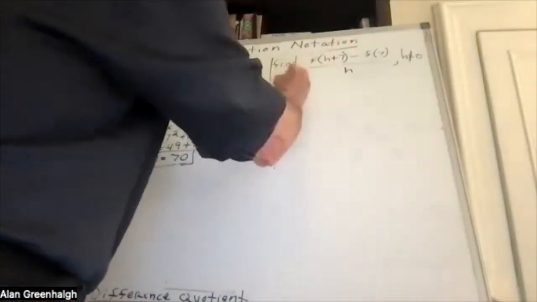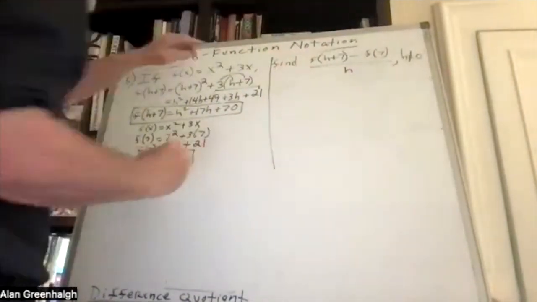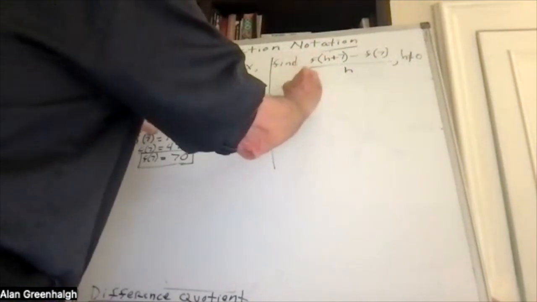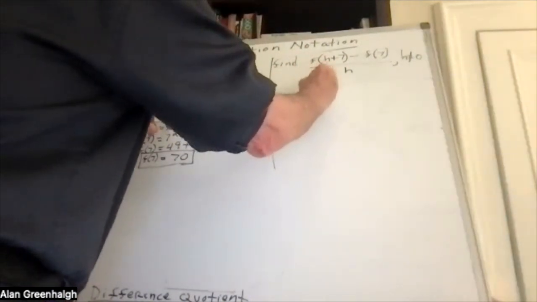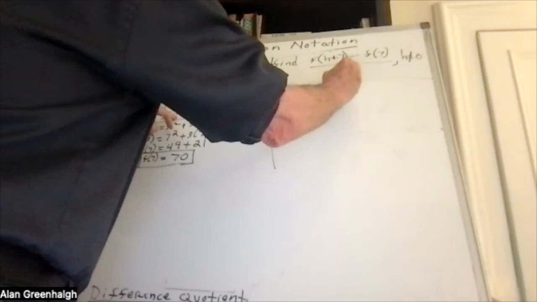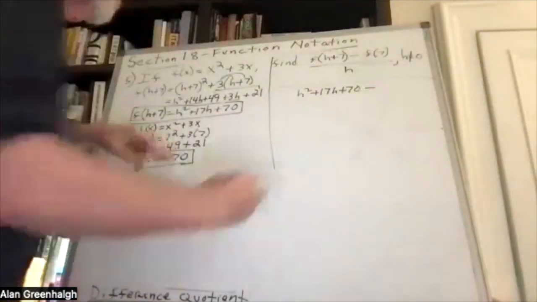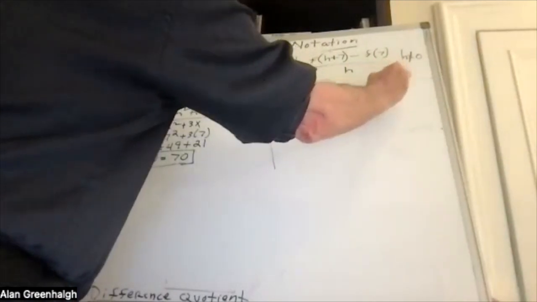So now we go back to the original difference quotient. Instead of f of h plus 7, we write h squared plus 17h plus 70. And then minus, and f of 7 is 70.